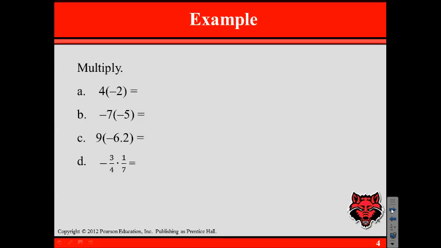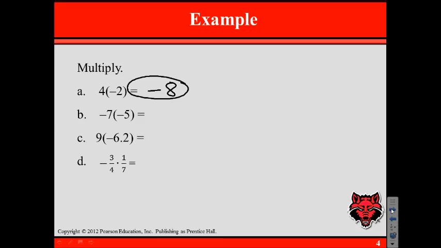Let's try a few examples. Example A, we are multiplying a positive 4 and a negative 2. You'll see that those have different signs, so the product will be negative. Once we decide the sign of the product, we simply multiply the two numbers together. 4 times 2 is 8. Because the signs are different, the product is negative 8.